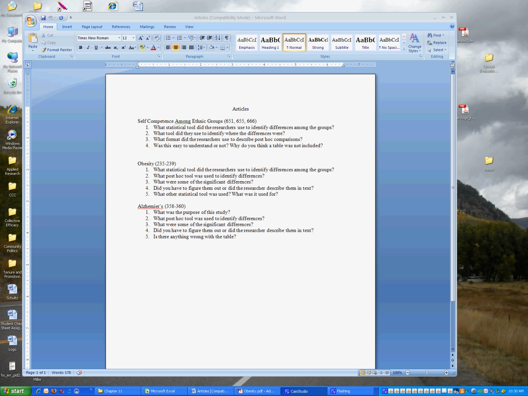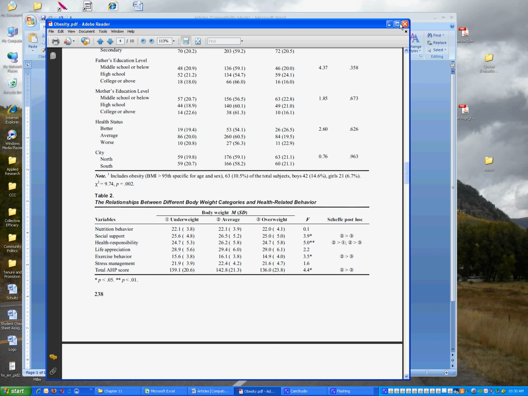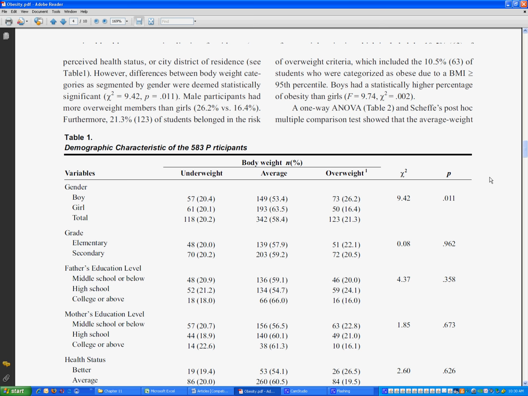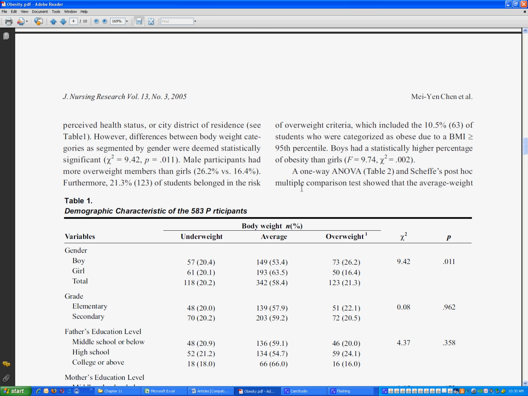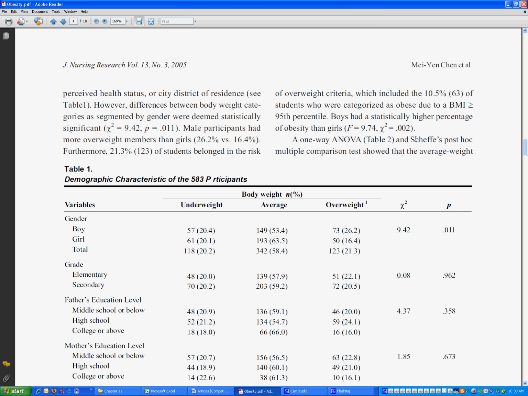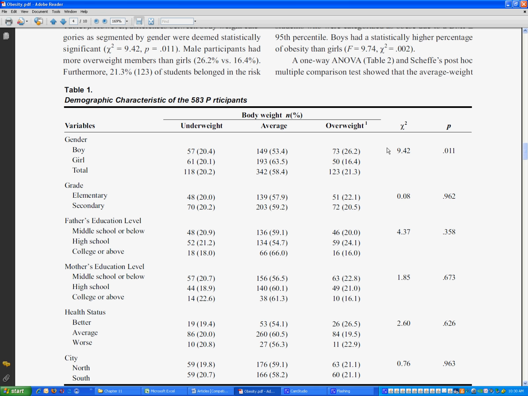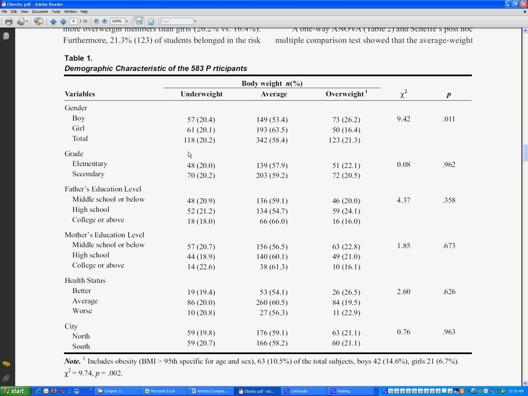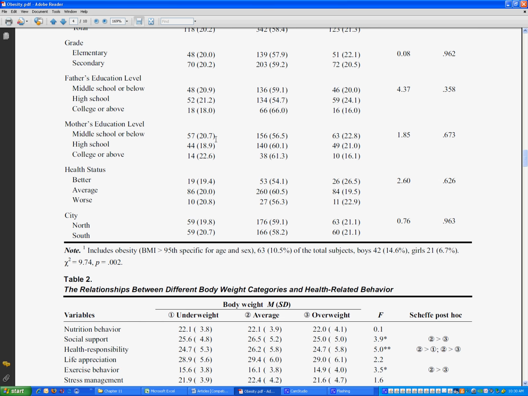Okay. And the other article we're going to look at is this one about obesity. So if we open this up, it tells us that they conducted a one-way ANOVA, and their post hoc test was a Scheffé's post hoc multiple comparison test. So that gives us a bunch of information about the people that they're looking at.